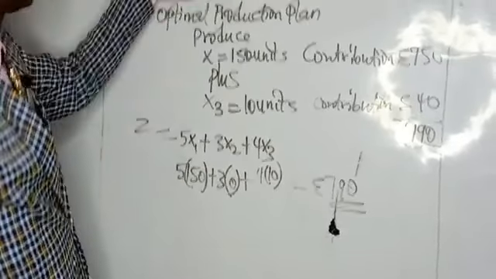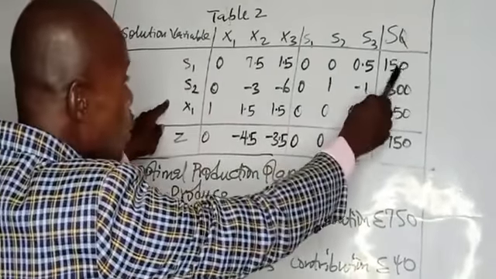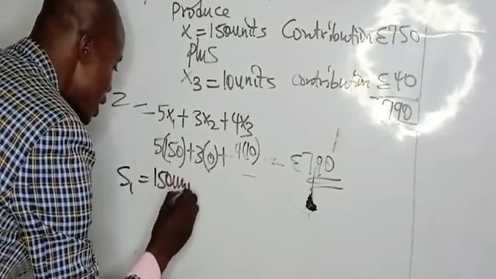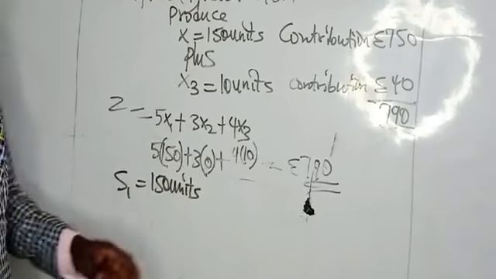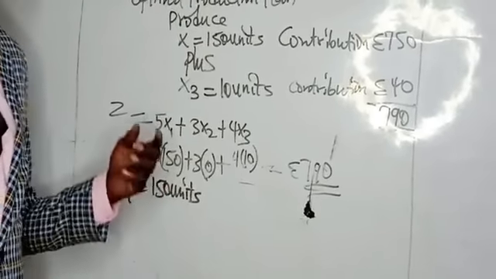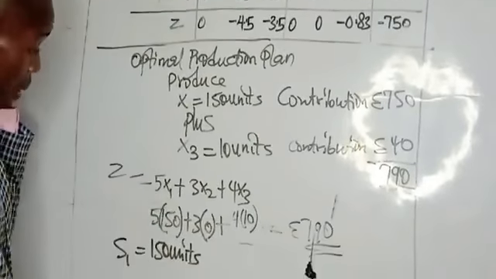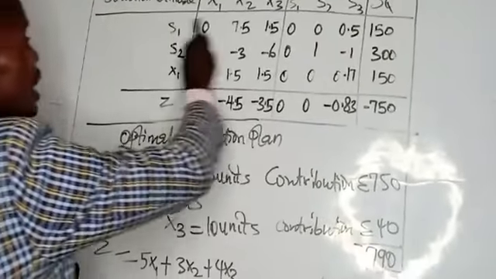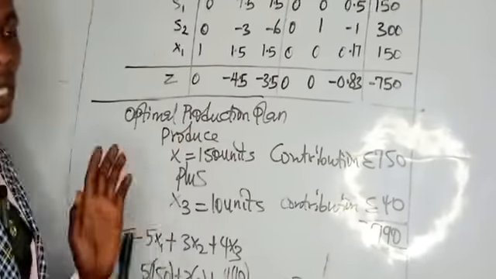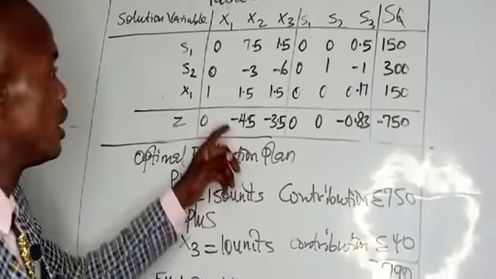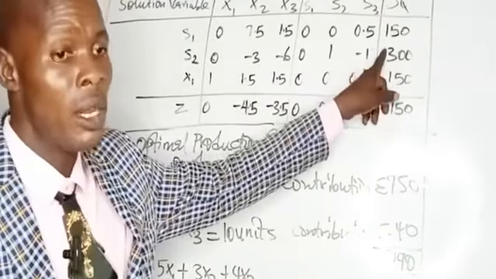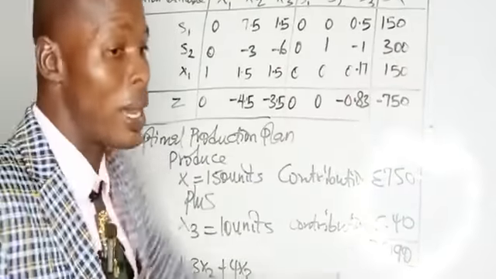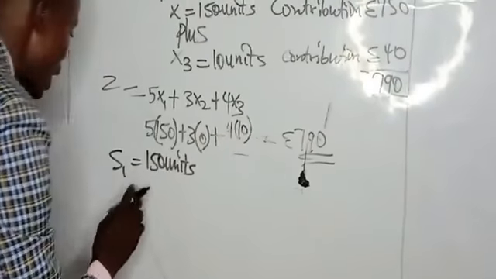Now, this is S1. S1 equals 150 units. Remember, S1 was the slack we introduced for the machine hours capacity. So this is the spare capacity, that is spare machine capacity. S2 was also the slack variable we introduced for labor hours. So that means we are having 300 spare labor hours.